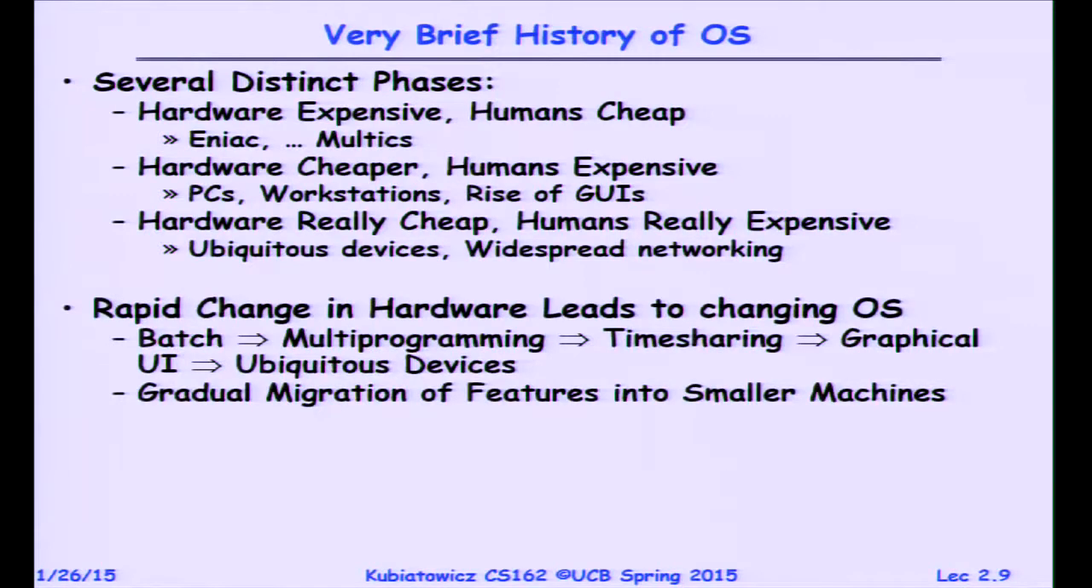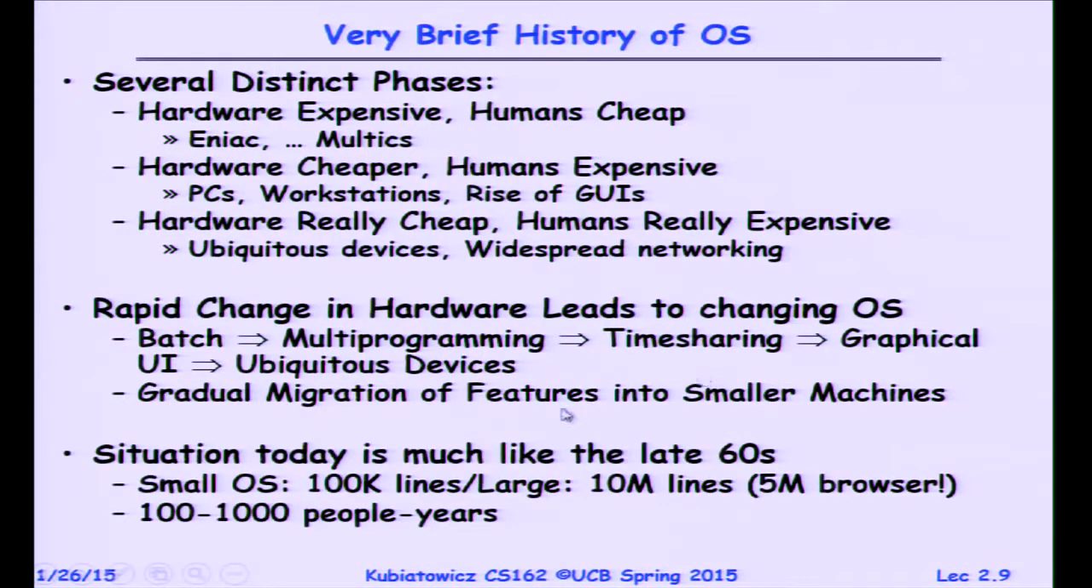So the rapid change in the hardware leads to all sorts of changing operating systems. So we started with the batch processing. We went into multi-programming and time sharing and graphical UIs and then ubiquitous devices. And basically, features that used to be in the big machines slowly worked their way into the smaller ones. And today, what's kind of interesting is if you look at the extreme small size, the little tiniest devices that we're spreading around our infrastructure are kind of like the big operating systems of the day, okay?